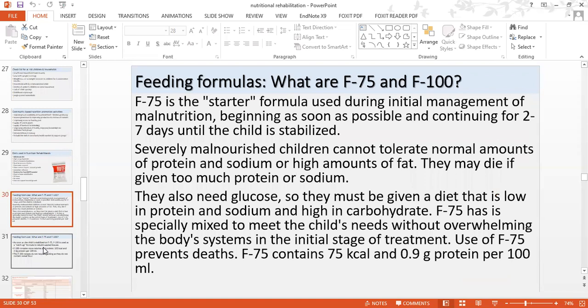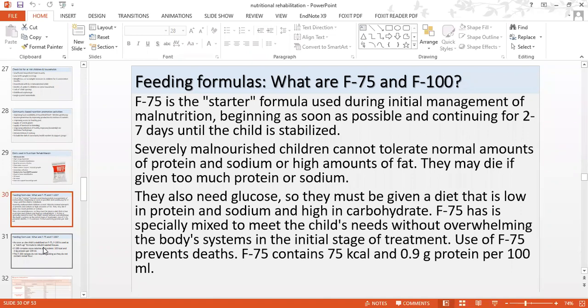These are the brief description of the F75 and F100 formulas. As I discussed earlier, these are basically used for rehabilitation of the children with malnutrition. Basically, the F75 formula is a starter formula used during initial management of malnutrition, beginning as soon as possible and continuing for 2 days until the child is stabilized.